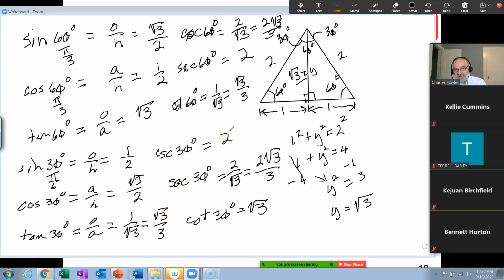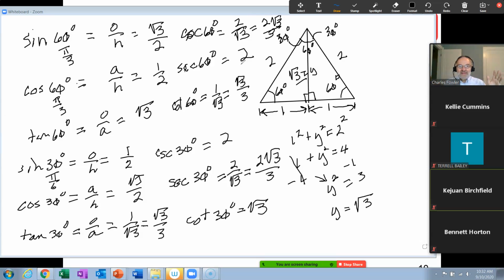The complementary function of the complementary angle are the same. And same with secant and cosecant. The cosecant of 60 is the same as the secant of 30, and the cosecant of 30 is the same as the secant of 60. So you see all those things playing out.